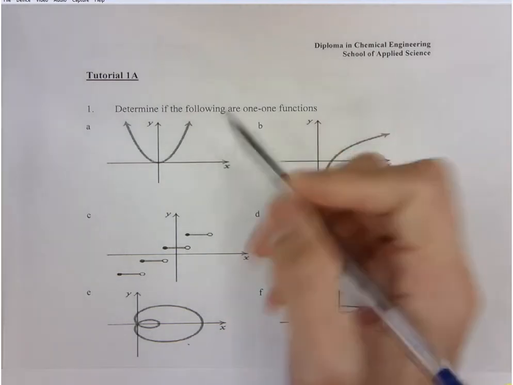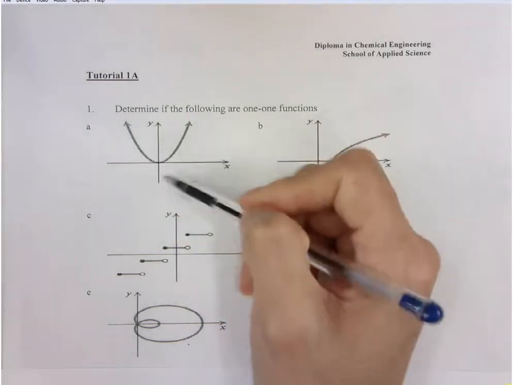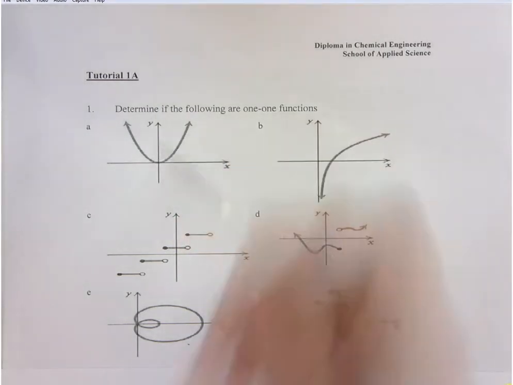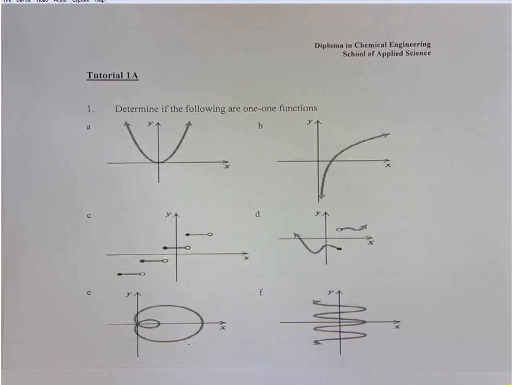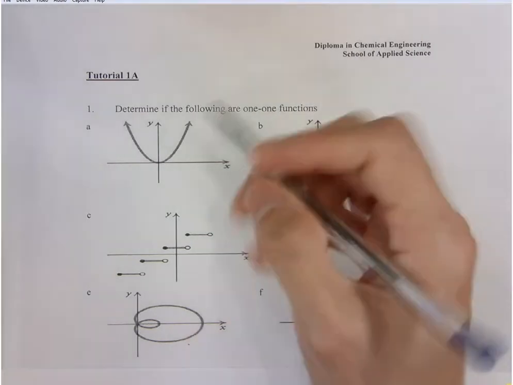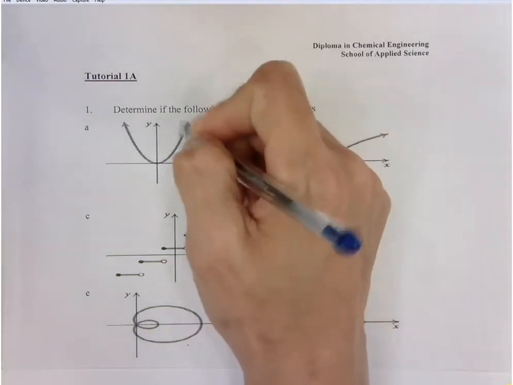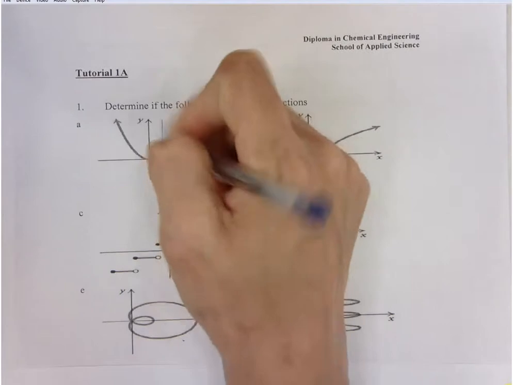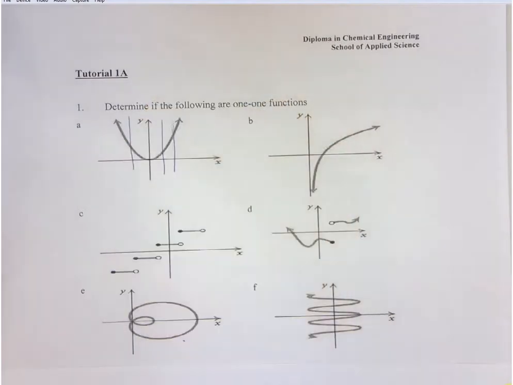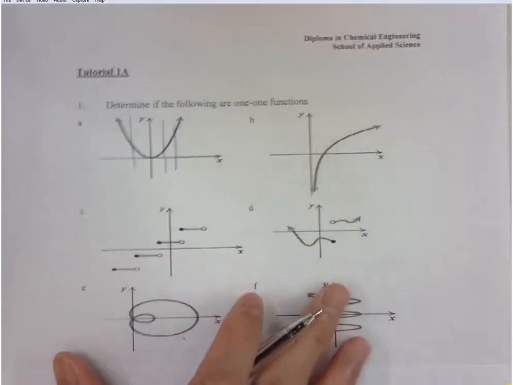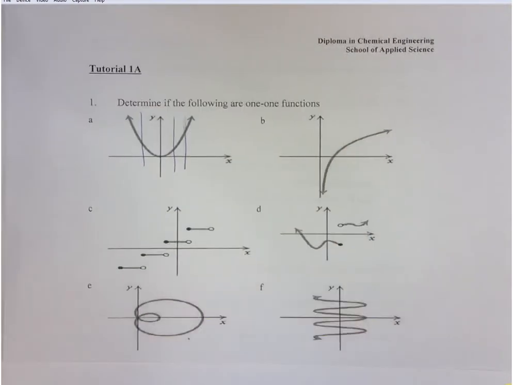So for part A, we see a typical curve that resembles that of a quadratic function. If you do your vertical line test, you can see that the vertical line only crosses the curve once throughout the entire graph. Hence, this is a function.